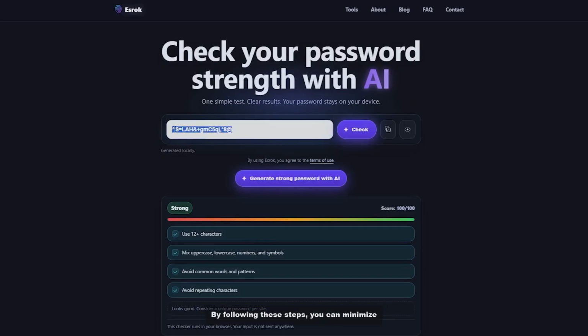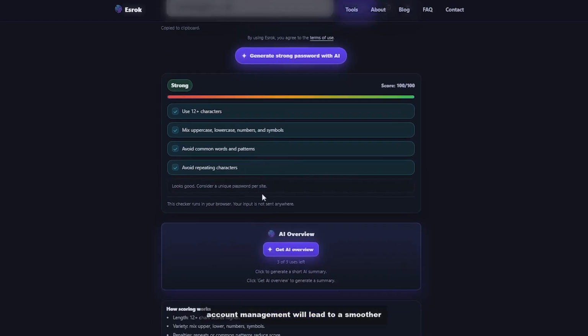By following these steps, you can minimize the risk of encountering payment blocks on Venmo. Staying informed and practicing good account management will lead to a smoother experience.